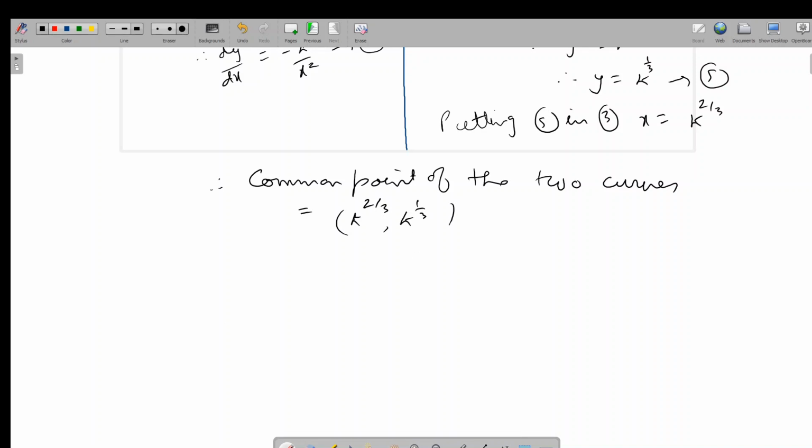Therefore, m1 will be equal to dy by dx at, suppose this is the point x1, y1.